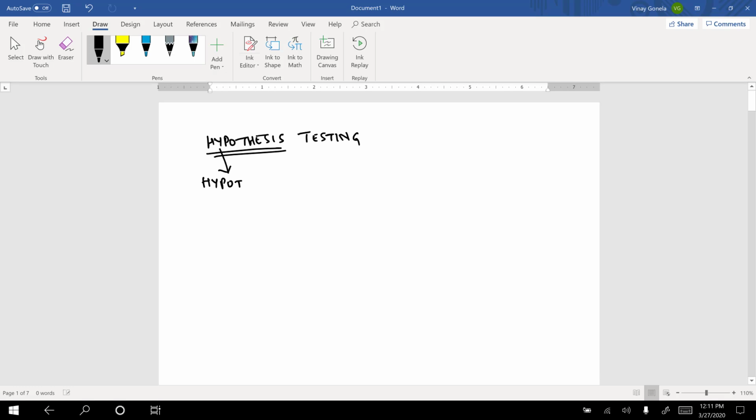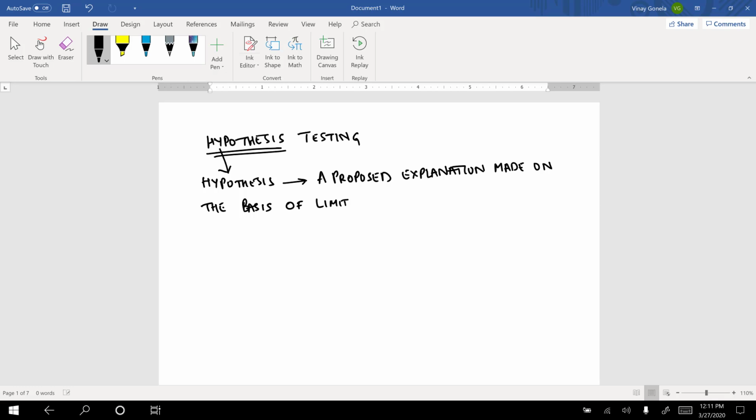So hypothesis, the meaning of hypothesis is a proposed explanation made on the basis of limited evidence and needs further investigation.